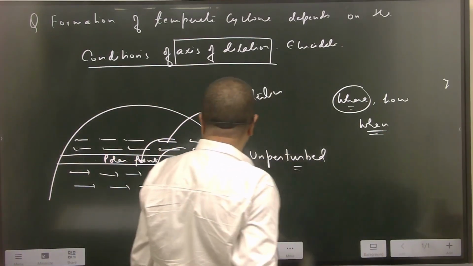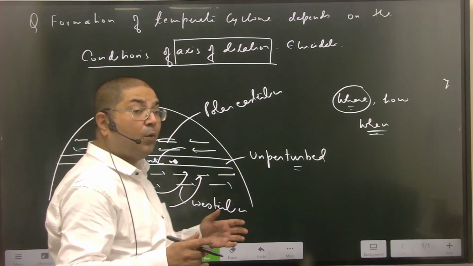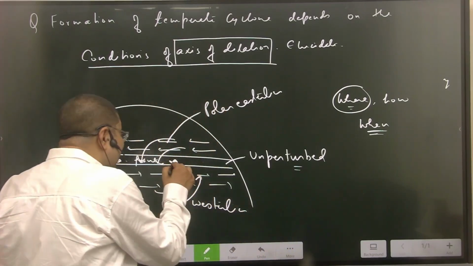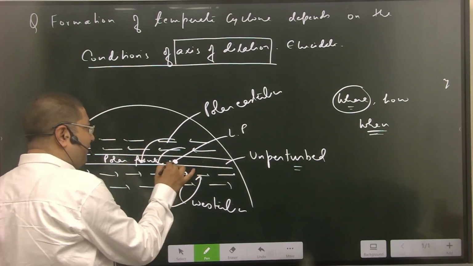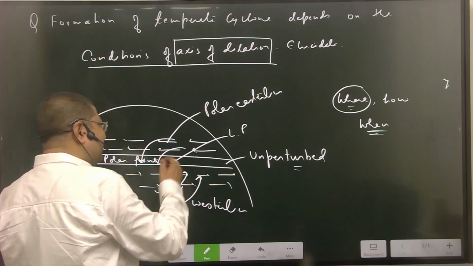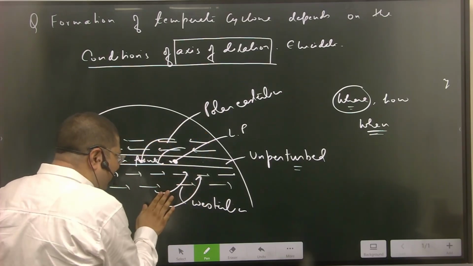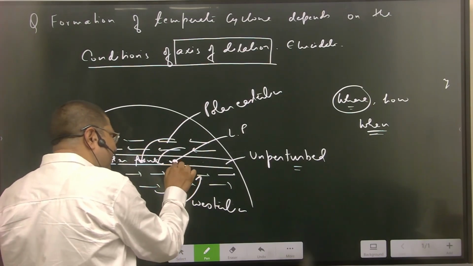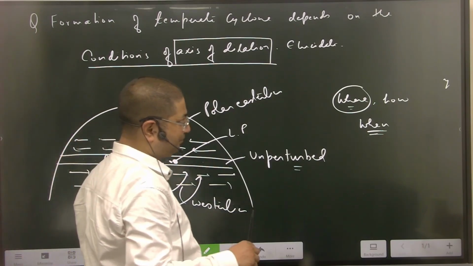When will this convergence take place? Whenever a low pressure is created on this polar front. This low pressure causes the polar easterlies to turn equatorward and warm westerlies to turn poleward. Whenever a low pressure center is created, this convergence takes place.